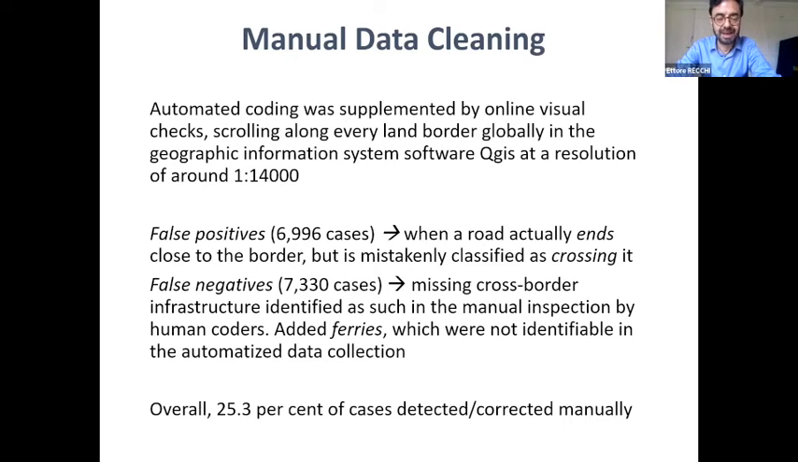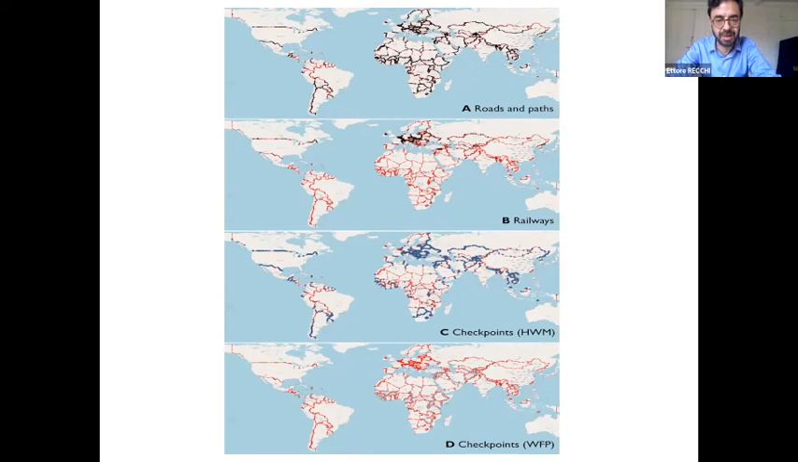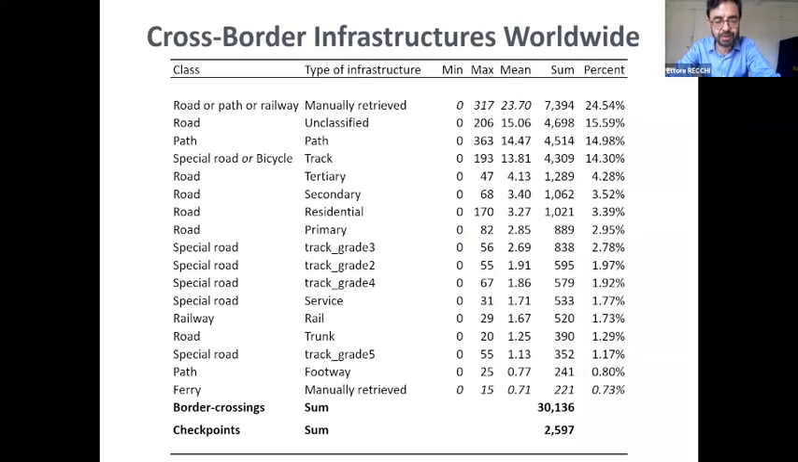In the final data set, about 1/4 of the information comes from manual coding. We have here some maps showing all the borders and where you have roads and paths, railways, mostly in Europe, checkpoints all over the place, and particularly checkpoints in Africa provided by the World Food Programme. So, as I was saying, in our data set, we have information about more than 30,000 border crossing infrastructures, which are distinguished into different types, from road to special road, to railway, to ferries, and also information about more than 2,500 checkpoints, along all possible land borders.